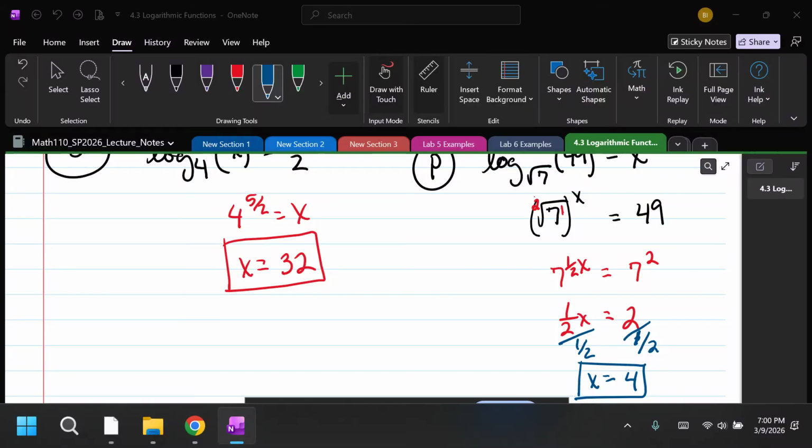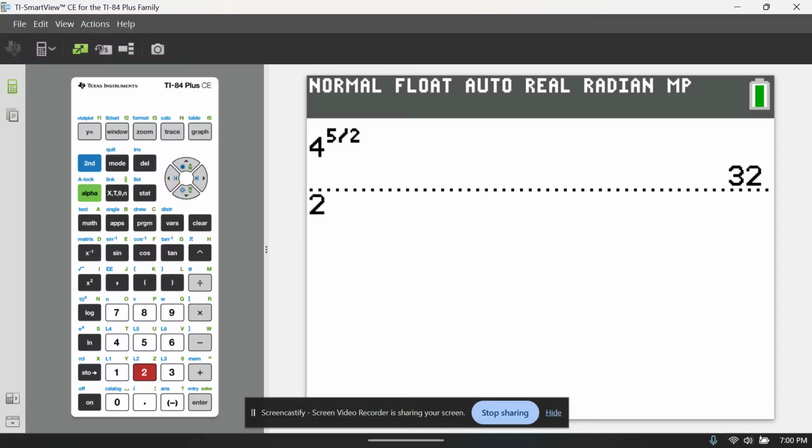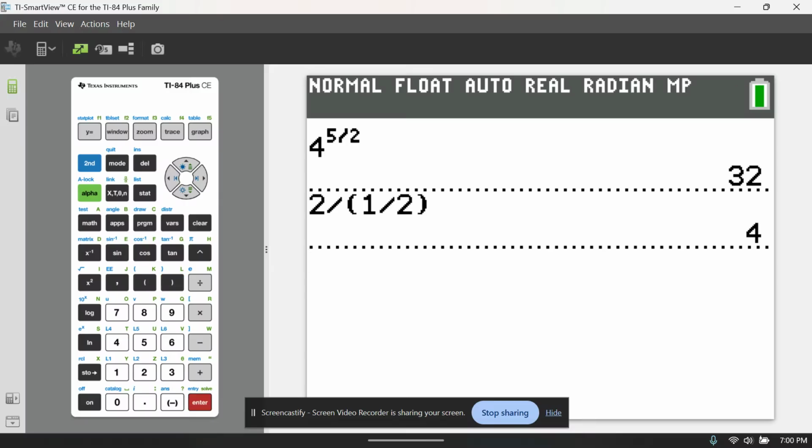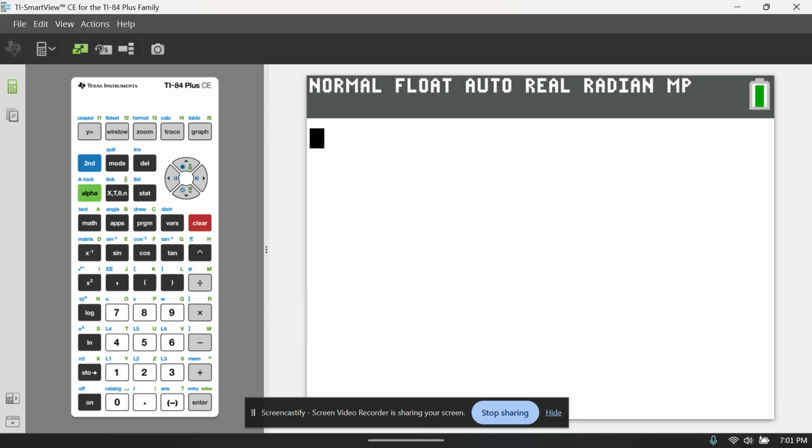If you're putting that into the calculator, this is usually where some issues come up. If you're dividing 2 divided by 1/2, put that 1/2 in parentheses. If you don't, it comes back as 1, because it divides 2 by 1 and gets 2, and then divides that by 2 and gets 1, which is incorrect. You got to put that in parentheses there. Okay, so that's logarithmic equations.